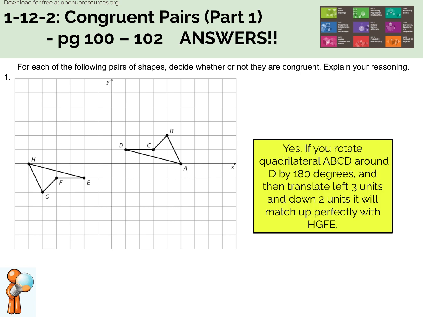All right, so number 1 is yes. As you can see, I have some answers there. If you rotate quadrilateral ABCD around D by 180 degrees and then translate it left 3 units and down 2 units, it will match up perfectly. They started with this one, then rotated it and moved it to make this one. You can go either way, but if I rotate it, it will match up correctly. Remember, congruency is same angles, same side lengths. So it's copy and paste. I can take this and stick it over here, and it is congruent.